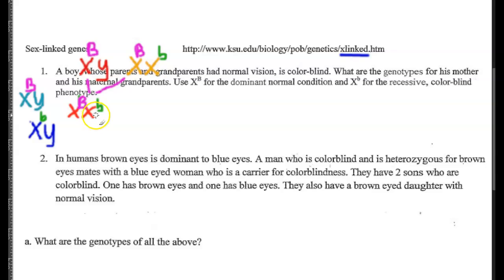Phenotypes for his mother. His maternal grandparents, right over here. There they are. And that's his father.